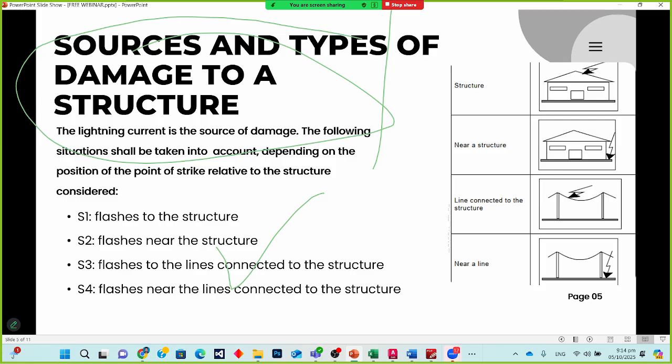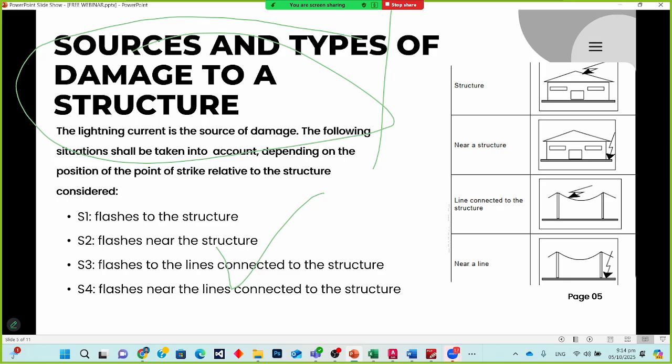So first of all, there are four types of sources of damage to the structures. Basically, the lightning current is the source of the damage. The following situation shall be taken into account depending on the position of the point of the strike related to the structures. When a lightning strike occurs, there are different positions where it can occur in the field, in the electrical systems.